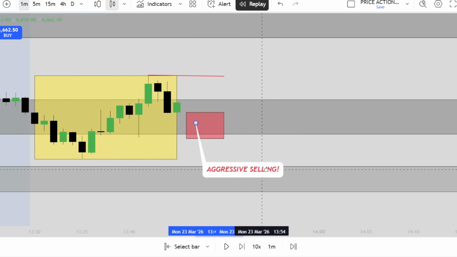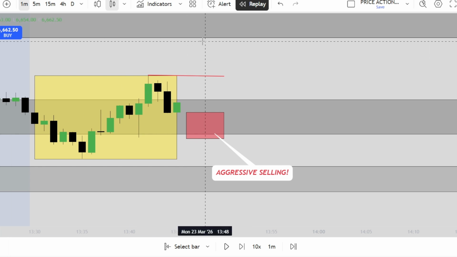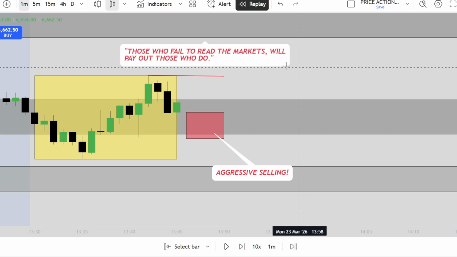I think it's just stupidity at this point. I don't think any trader should be trading without order flow. I don't see a way around it. People try to cope their way out of thinking there is a way around it, but I see that as a precious loss of time, more than anything else. So I'm going to write this down as a quote of the day, from me: those who fail to read the markets will pay out those who do.